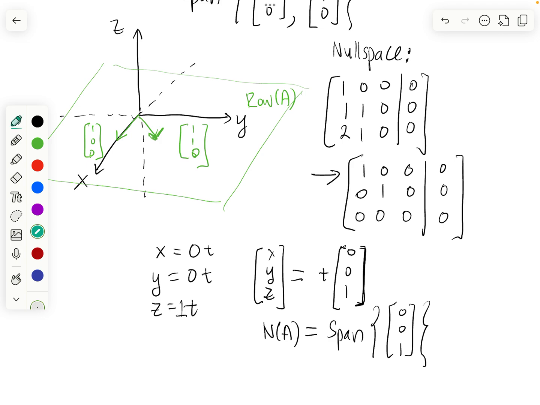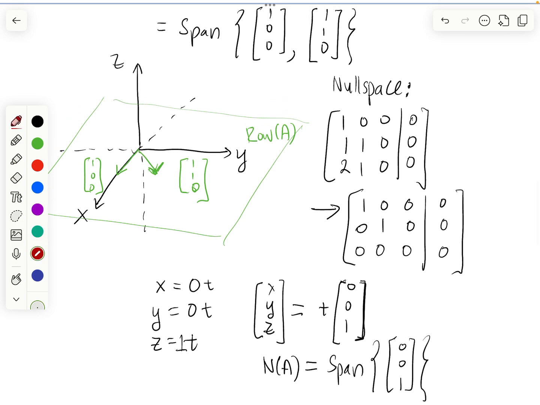And so here's 0, 0, 1. That's the z-axis. But the null space is the span of that single vector. That's the z-axis. So that's the null space of A. And notice again that you see this pattern that the null space of A is perpendicular, right? This z-axis makes a 90-degree angle with the xy plane.